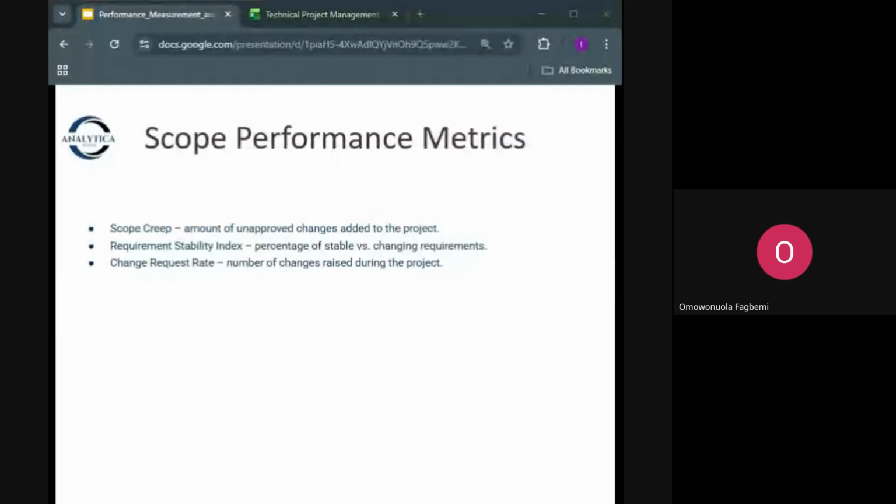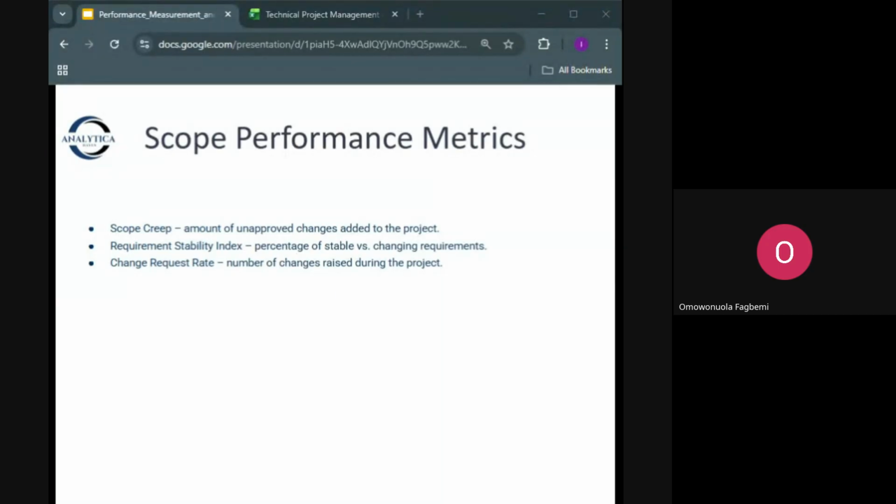We also measure requirement stability index. How many design or feature changes occurred in this project? We also measure the change request rate, number of new requests per month. So if we get 10 new requests in 1 month, our change control process is extremely weak.